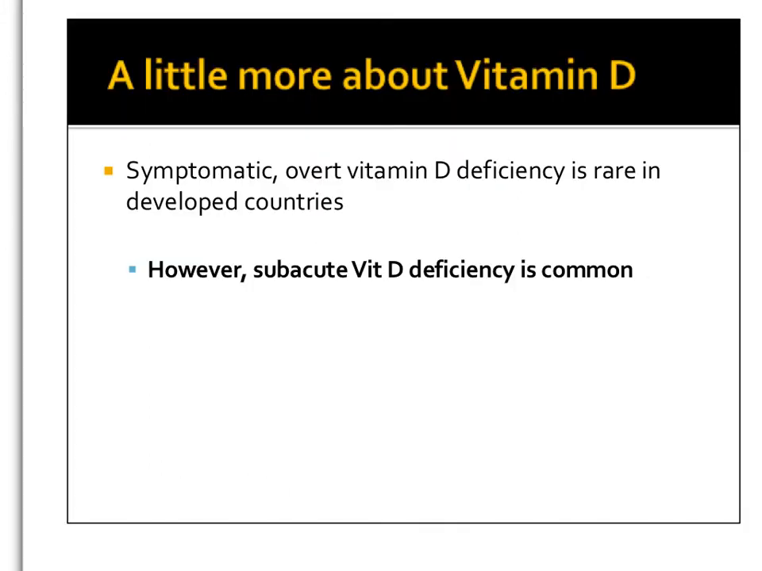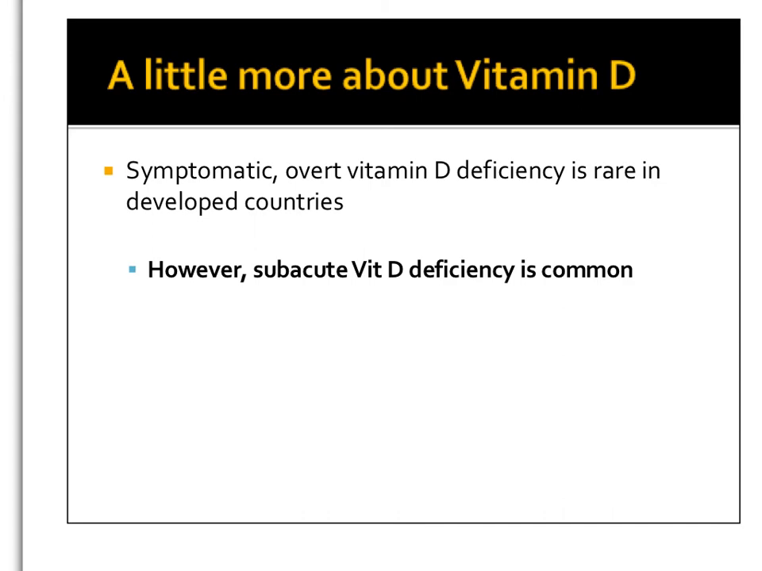Now, symptomatic or overt vitamin D deficiency is rare in developed countries because of the types of foods that are available in our diet. However, subacute vitamin D deficiency is actually very common. I actually had it a few years ago where I just had some vague symptoms, but nothing truly specific. And it turned out that after some testing, we found out I was pretty vitamin D deficient and required to be treated.